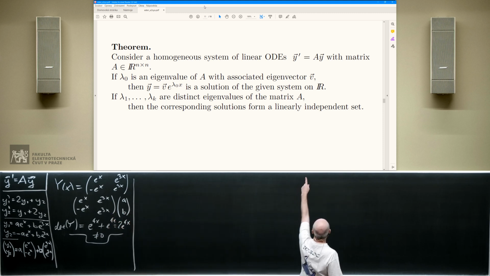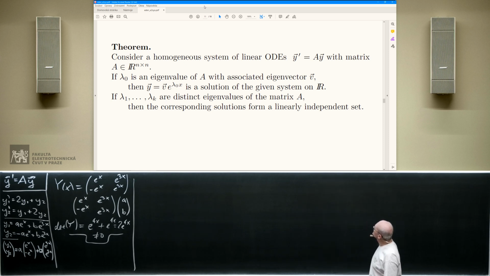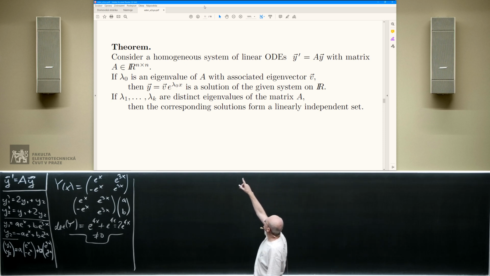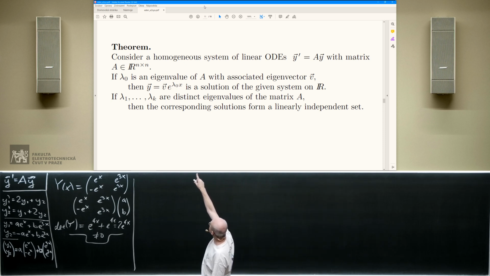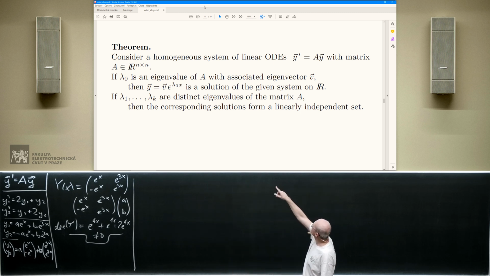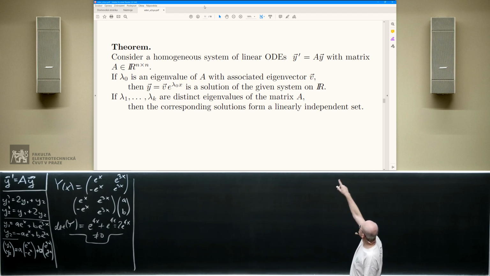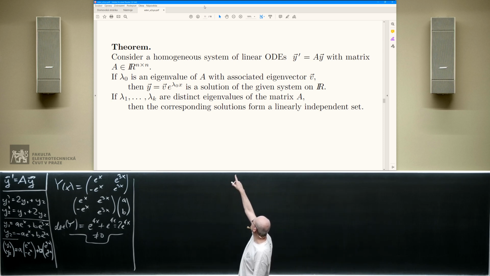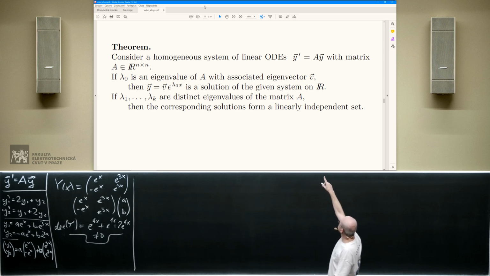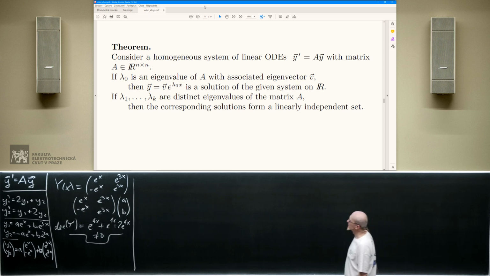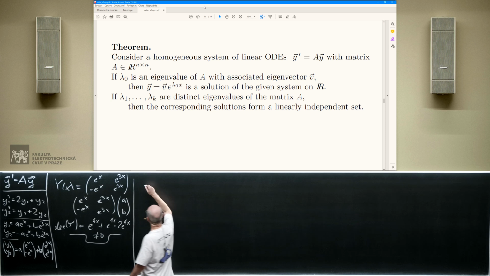I have a homogeneous system on the top right. I find some eigenvalue with an associated eigenvector. And then, when I create an exponential using this eigenvalue, this sounds familiar, and I multiply it by the eigenvector, I get a solution of the given system. And if I have many eigenvalues which are distinct, then the solutions form a linearly independent set. That's very nice. Let's just briefly suggest how the proof goes.